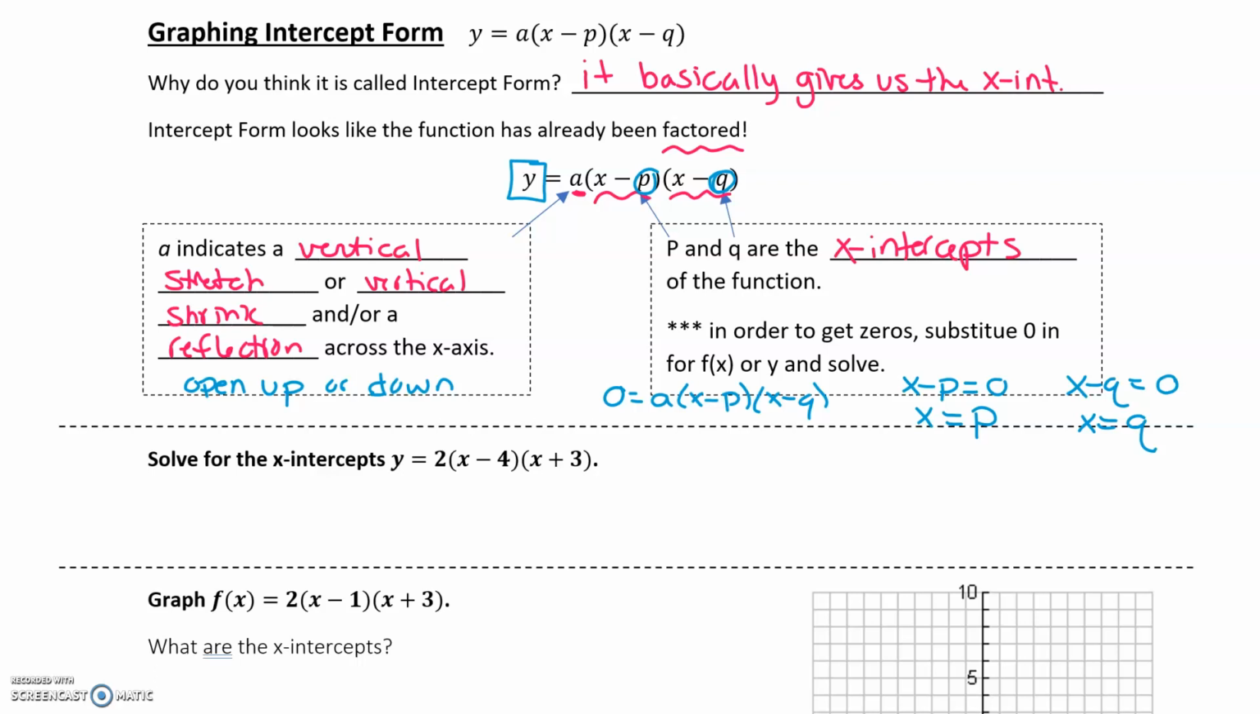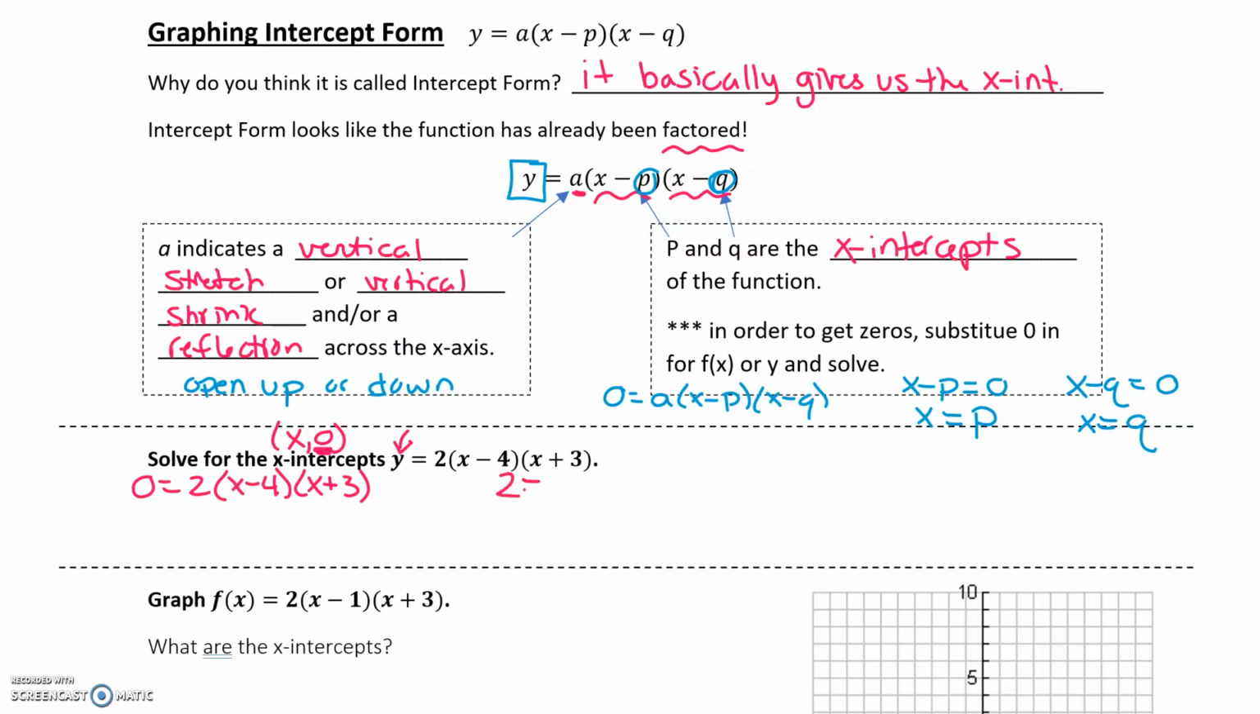So let's just remind ourselves how to actually solve for an x-intercept. So remember, an x-intercept will always have a y value of 0. So what we're going to do is we're going to take this y and we're going to replace it with a 0. So 0 equals 2 times x minus 4 times x plus 3. Now it's in its factored form and it's equal to 0, so that means I can take each factor and set it equal to 0.